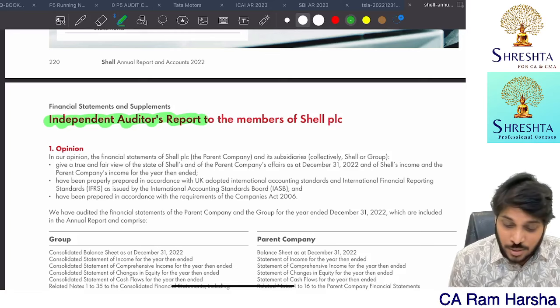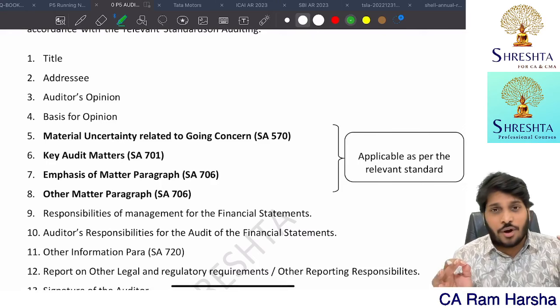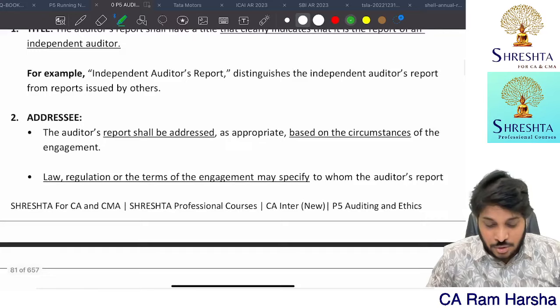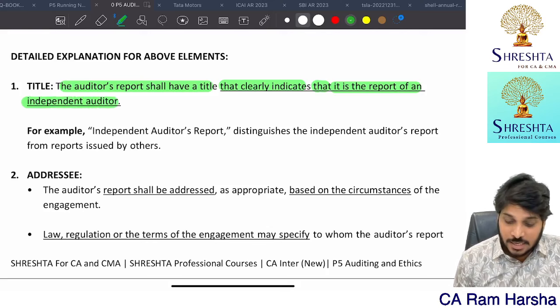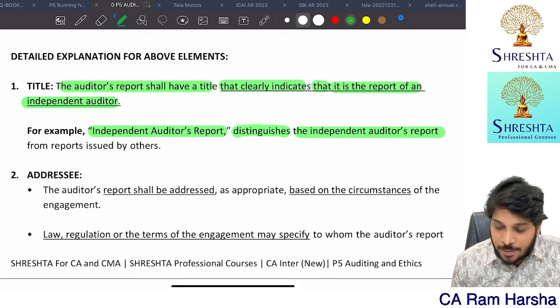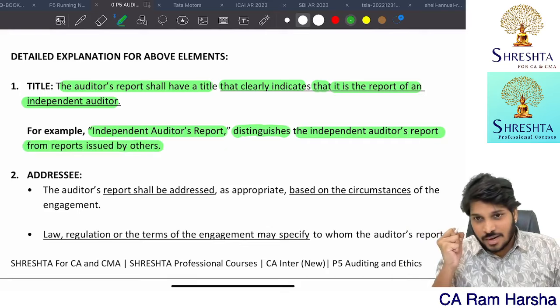Now, what is the second? So, what title must we keep in the audit report? I hope you understood now. You see here, the auditor's report shall have a title that clearly indicates that it is the report of an independent auditor. Getting it? Independent auditor's report. This title distinguishes the independent auditor's report from other reports issued by other auditors. Getting the point? So you should have a clear-cut title.